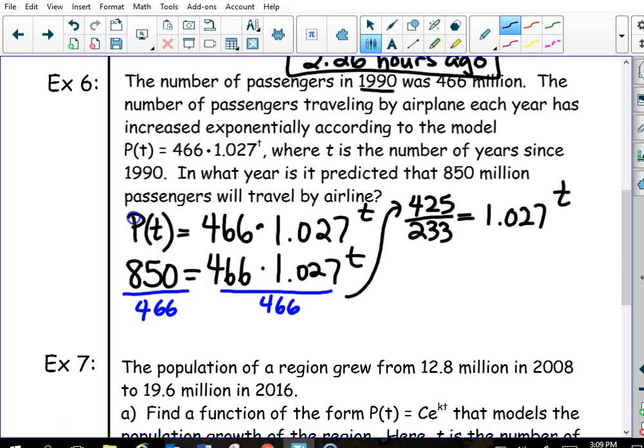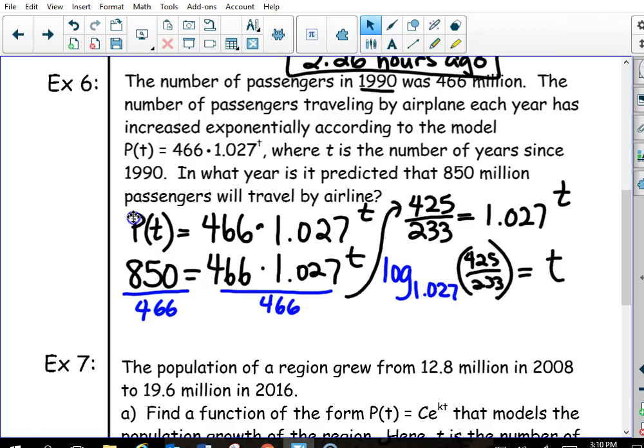and that's going to be equal to 1.027 to the t. I'm going to take a log of that base to both sides. So on the left-hand side, it's log base 1.027 of 425 divided by 233. And that's going to be equal to t. Okay, when I throw that in the calculator, I get the number t is equal to 22.56.